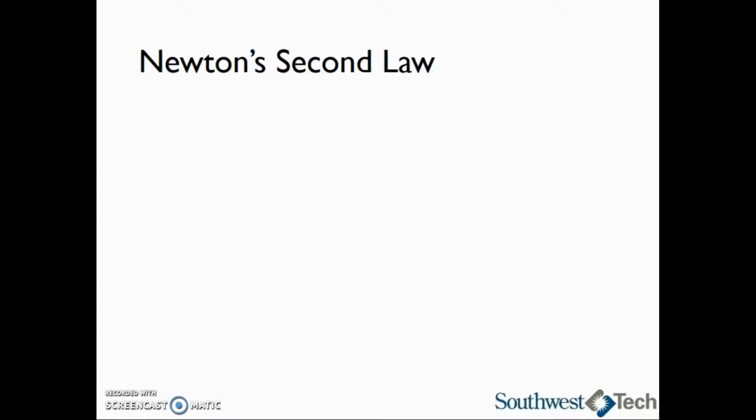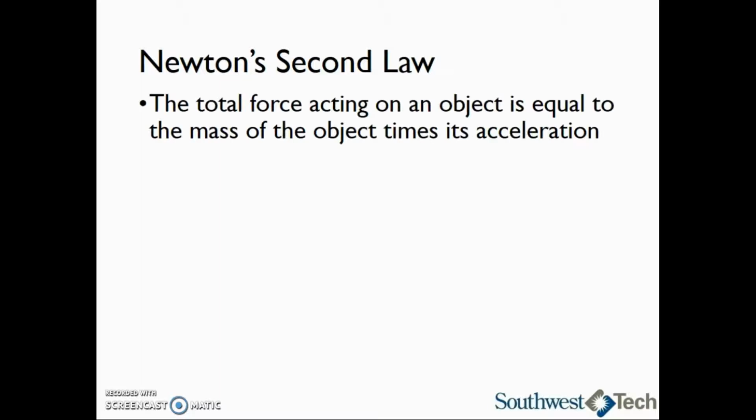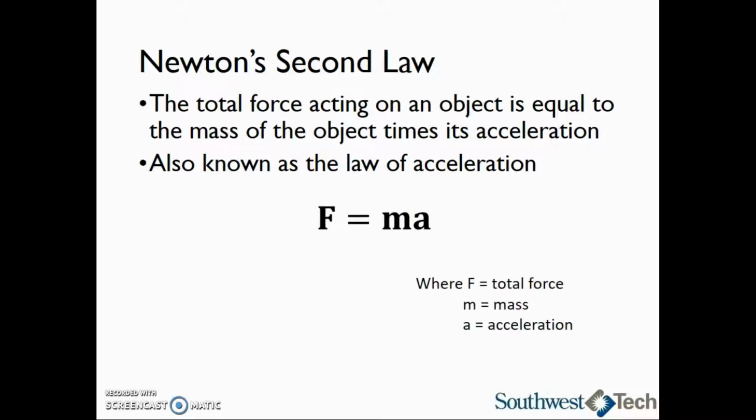Now we will talk about Newton's second law of motion. This states that the total force acting on an object is equal to the mass of the object times its acceleration. Newton's second law is also known as the law of acceleration. The equation that we will use to solve problems involving Newton's second law of motion is force F equals mass m times acceleration a. If the mass stays constant, the larger the force applied, the larger the acceleration will be.